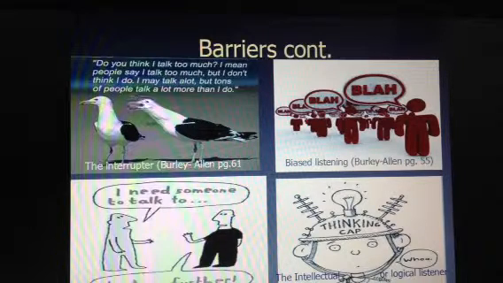My second one will be biased listening. I use this picture of someone just saying blah, blah, blah because with biased listening, you tend to label the information ahead of time as unimportant, too boring, too complex, or nothing new. And I am anxious for the speaker to get to the point, which is the blah, blah, blah.